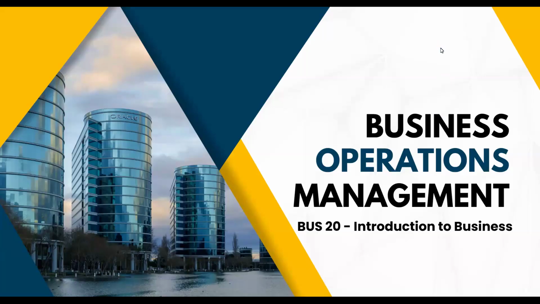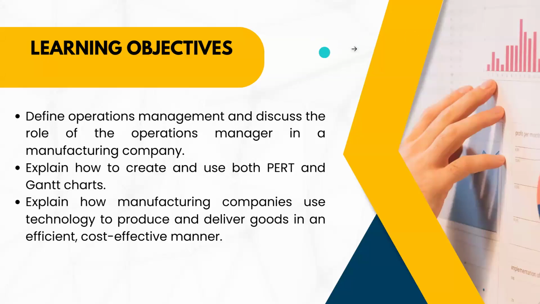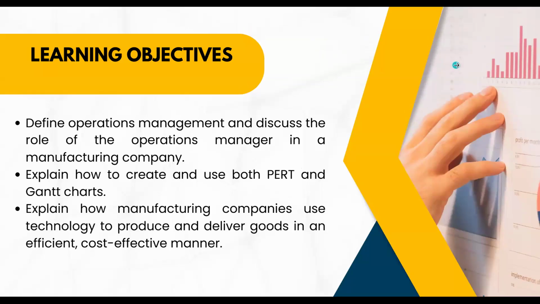In today's lecture, we'll be going over business operations management. Our learning objectives are: define operations management and discuss the role of the operation manager in a manufacturing company; explain how to create and use both PERT and Gantt charts; explain how manufacturing companies use technology to produce and deliver goods in an efficient and cost-effective manner.